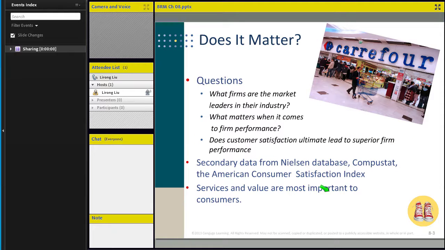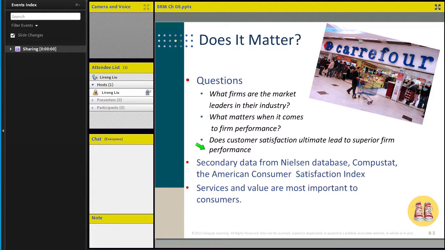Let me show you one example where secondary data can help with business research. This is a situation where we are interested in the following questions. What firms are the market leaders in their industry? What matters when it comes to firm performance? Does customer satisfaction ultimately lead to superior firm performance?